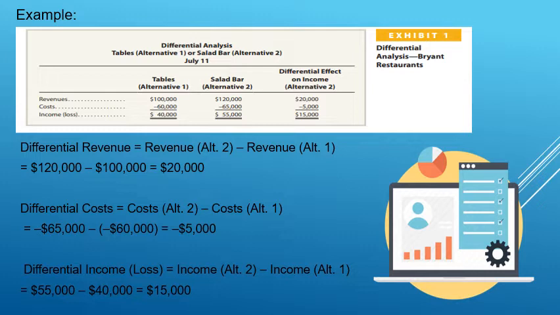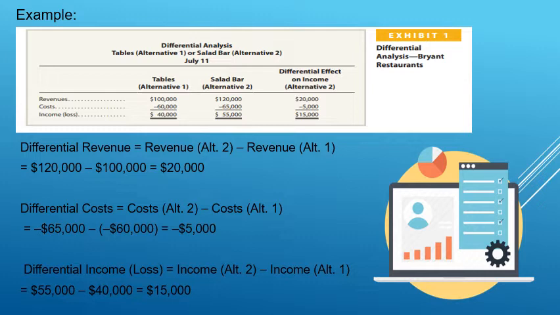The differential income or loss of a salad bar over tables, $15,000, is determined by subtracting the differential costs from the differential revenues in the differential effect on income column. Thus, installing a salad bar increases income by $15,000. The preceding differential revenue, cost, and income can also be determined using the formulas.